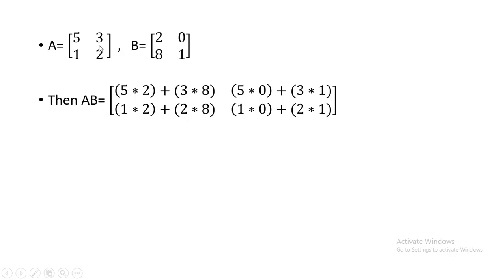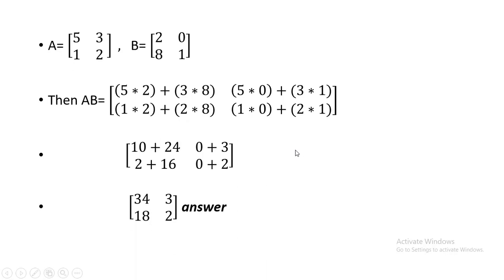Now the same follows for row 2. Now 1 multiplied by 2 plus 2 multiplied by 8, 1 multiplied by 0, 2 multiplied by 1. So the end result is 10. See, 5 into 2 is 10, 3 into 8 is 24. So I've done all the calculations out here, and the final answer was 34, 3, 18 and 2.